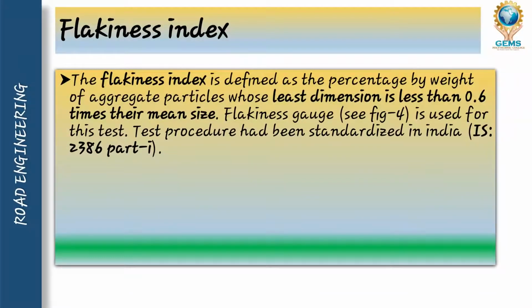Flakiness index. Flakiness index is defined as the percentage by weight of aggregate particles whose least dimension is less than 0.6 times the mean size. The flakiness gauge is used for this test, and this procedure has been standardized in India according to Indian Standard IS 2386 Part 1. First, it explains about flakiness index.